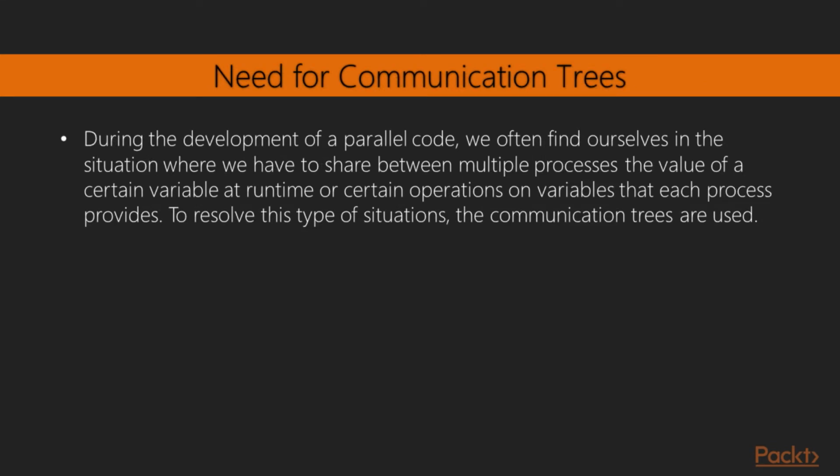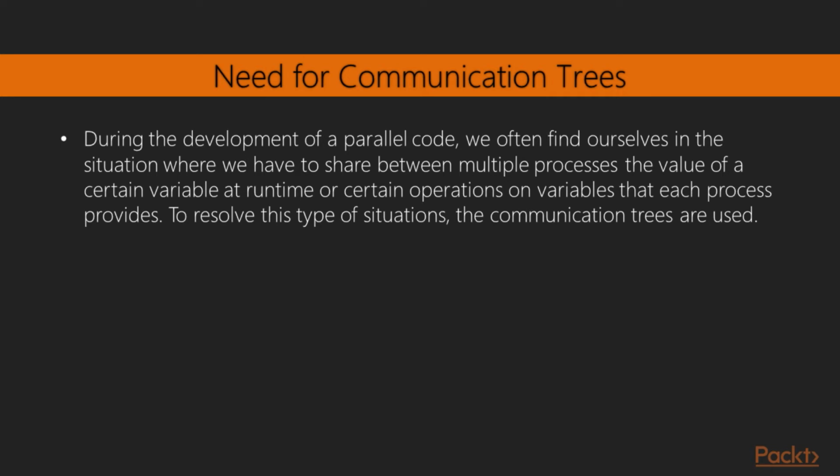During the development of a parallel code, we often find ourselves in the situation where we have to share between multiple processes the value of a certain variable at runtime, or certain operations on variables that each process provides, presumably with different values. To resolve this type of situation, communication trees are used. For example, process 0 sends data to processes 1 and 2, which respectively will take care of sending them to processes 3, 4, 5, and 6, and so on.